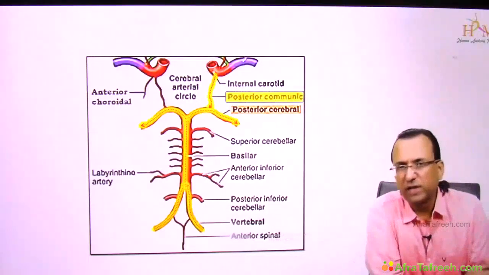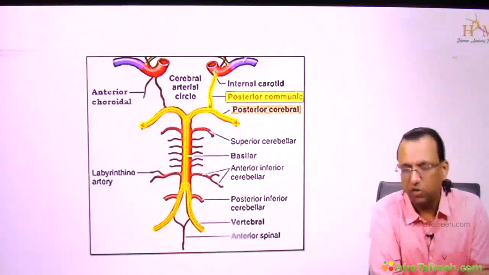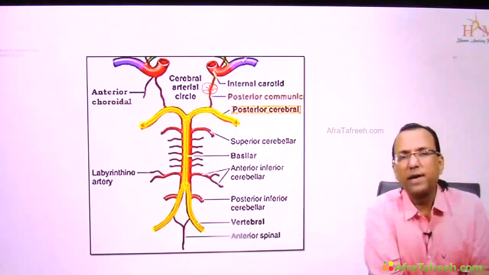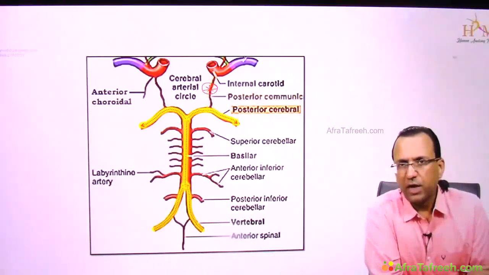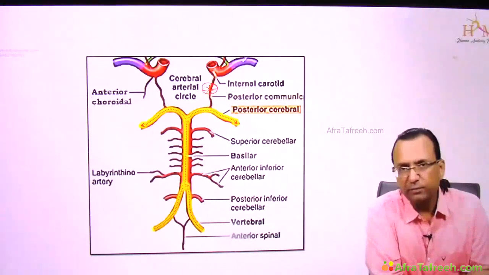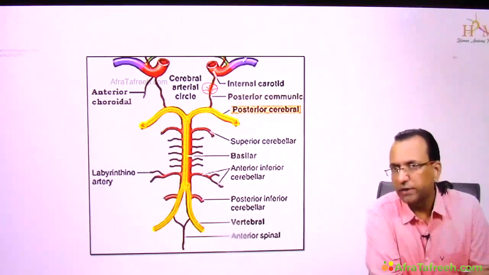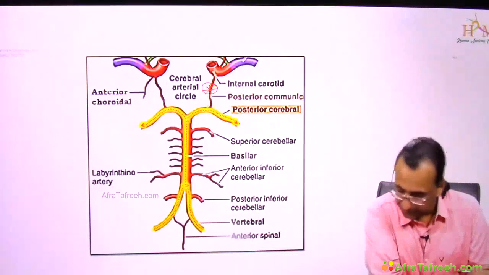So the posterior communicating artery is a branch of the internal carotid artery contributing to the circle of Willis. A question came: if you have a berry aneurysm on the posterior communicating artery, which is the most commonly damaged nerve? Oculomotor? Yes, the oculomotor nerve. Let us see why that is the answer.